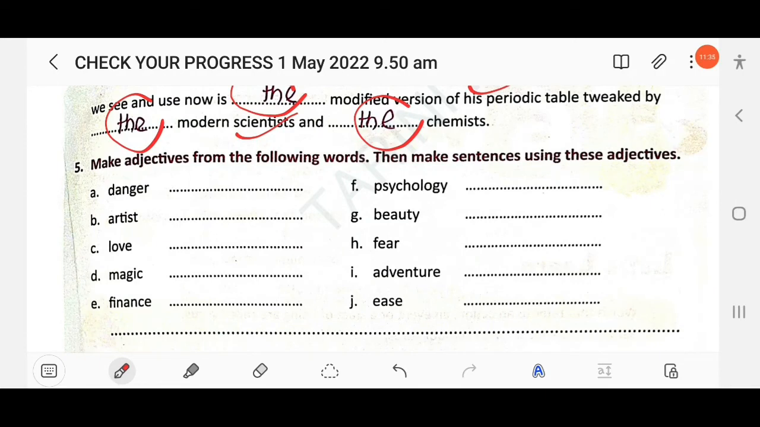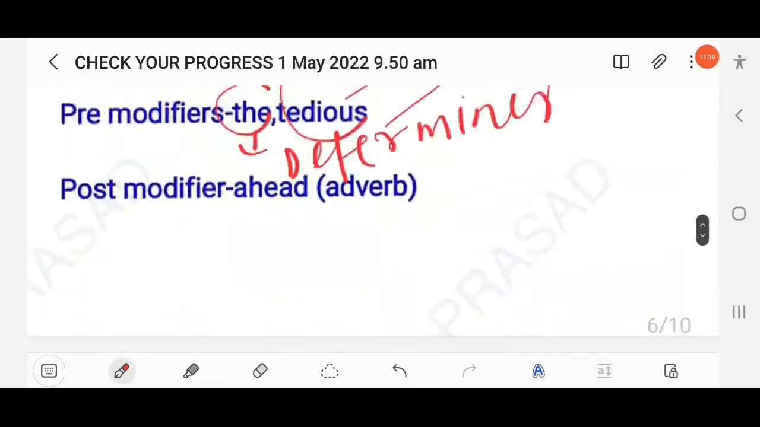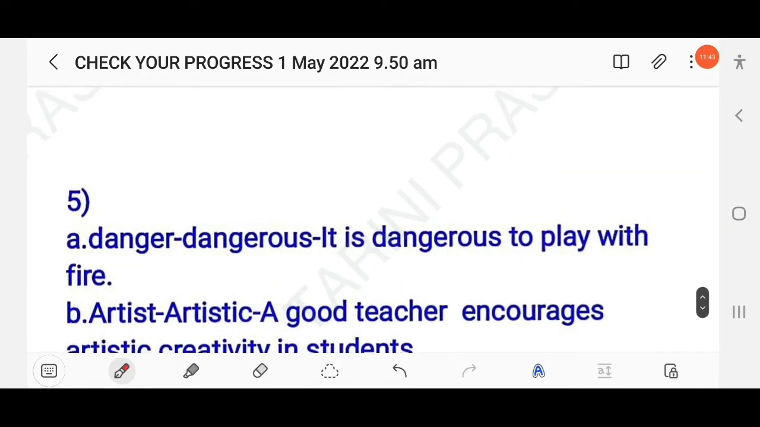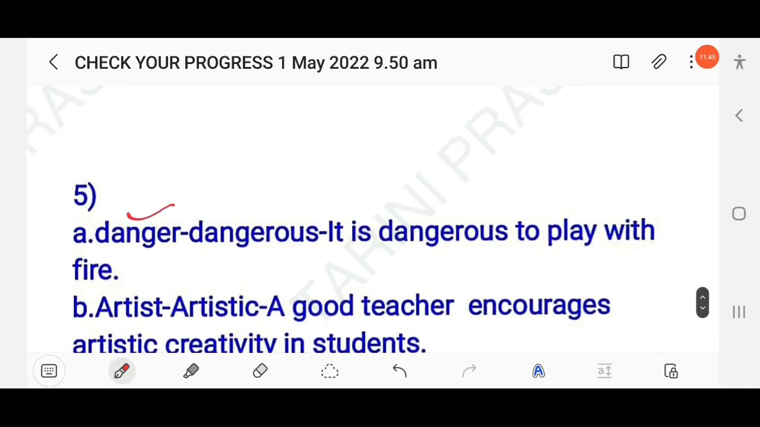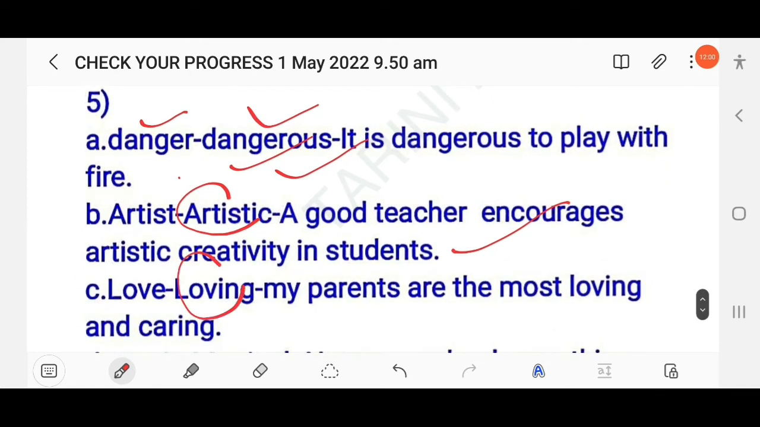Okay. Then next here, make adjectives from the following words, then make sentences using these adjectives. The first, you have to form an adjective. Okay. So here danger, the adjective form will be dangerous. It is dangerous to play with fire. Then next here, artist, artistic. A good teacher encourages artistic creativity in students. The next here, love. The adjective will be loving. My parents are the most loving and caring.